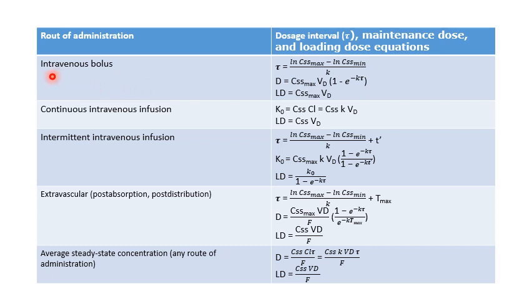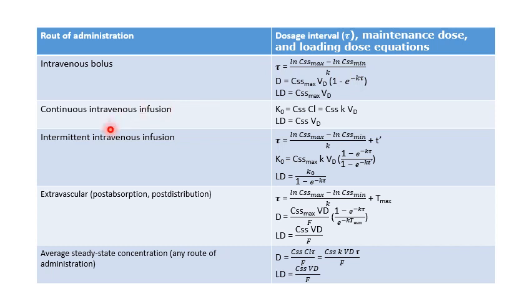For example, in intravenous bolus, tau equals the natural log of the maximum plasma concentration minus the natural log of the minimum plasma concentration at a steady state, over the elimination rate constant. For the maintenance dose, it equals the maximum plasma concentration at steady state, multiplied by volume of distribution, and multiplied by 1 minus e to the power of minus elimination rate constant multiplied by tau. This is for intravenous bolus.